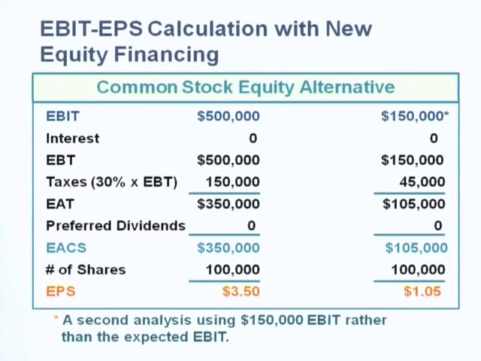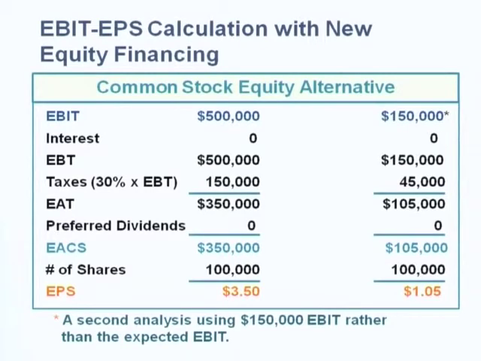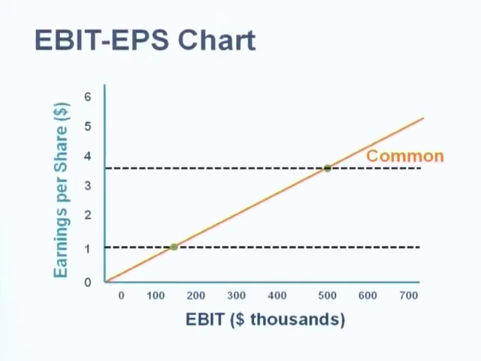3.5. You can plot the dot. You can plot the dot from what? EBIT. EBIT 500,000, EPS will be 3.5, right? You see the right dot. If EBIT is 500,000, EPS will be 3.5.